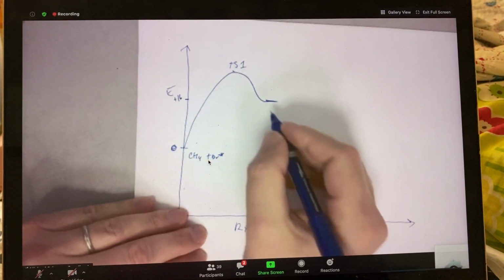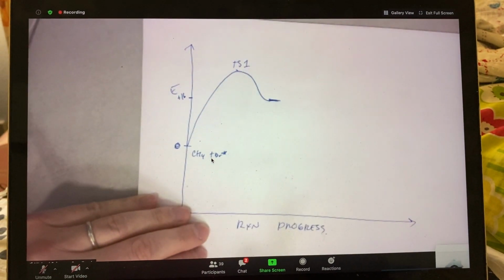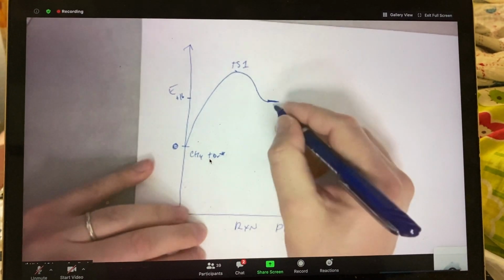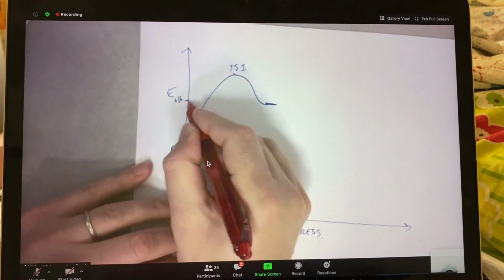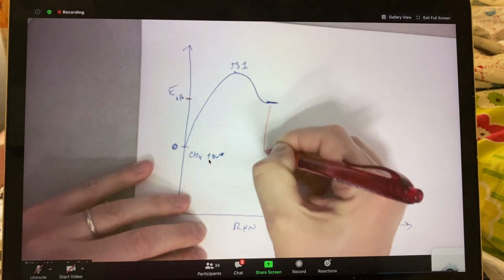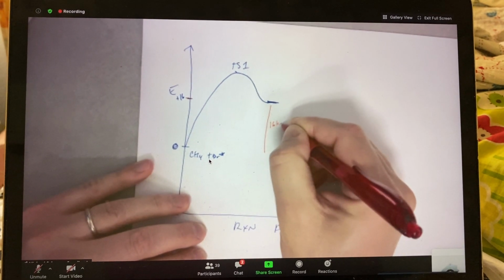It's always going to be higher in energy than the enthalpy of reaction. In this particular case, we've already graphed here that it's 16, but we could also write right here that this is 16 kcals per mole.